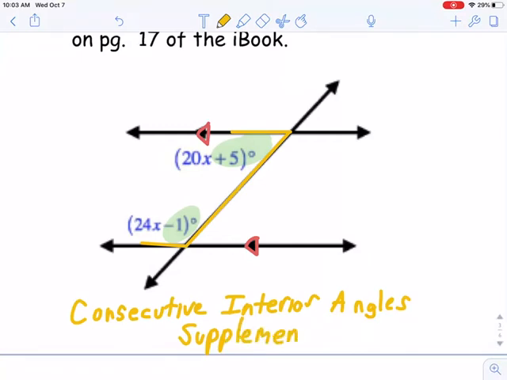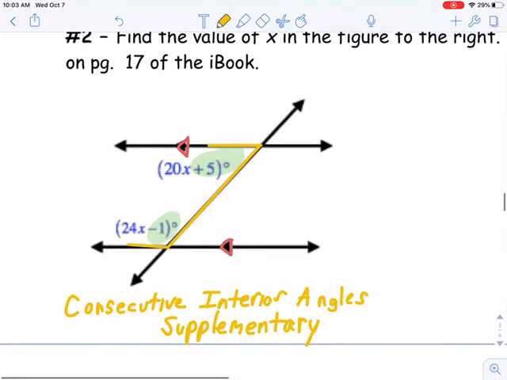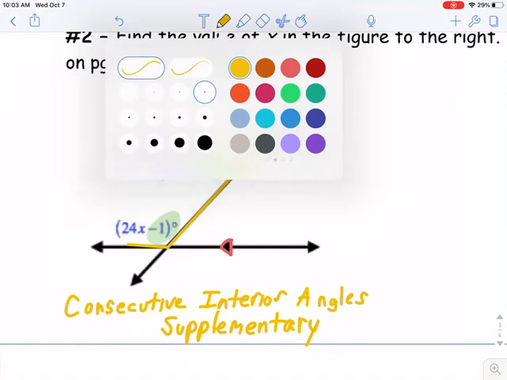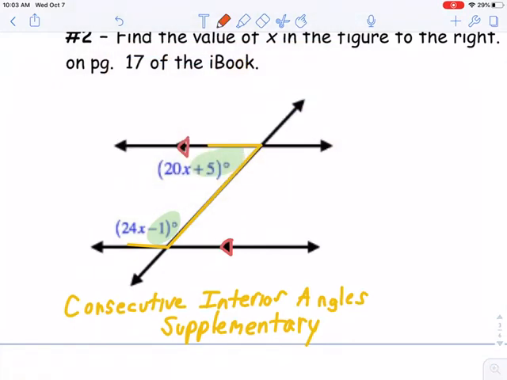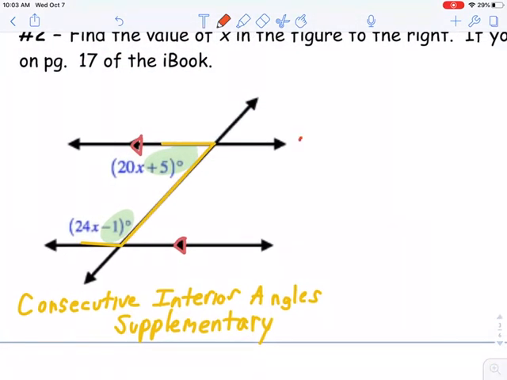Supplementary. Okay, so hopefully you can clearly see how this is really building upon stuff we've been doing prior in the school year, especially Unit 1. Because now I have two angles that are supplementary. We've done problems like this in the past. I'm just going to say 20x plus 5 plus 24x minus 1 equals 180. So this really just becomes a Unit 1 problem. So if you're great at Unit 1, good. You're going to have success right now. If you weren't great at Unit 1, well, this is the time you can refine your skills and get better.